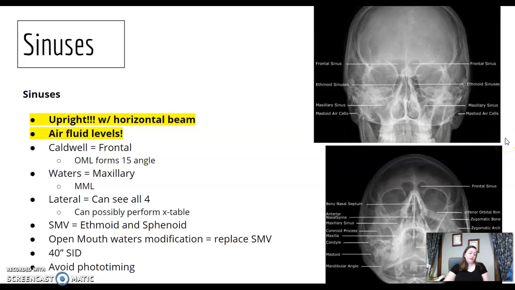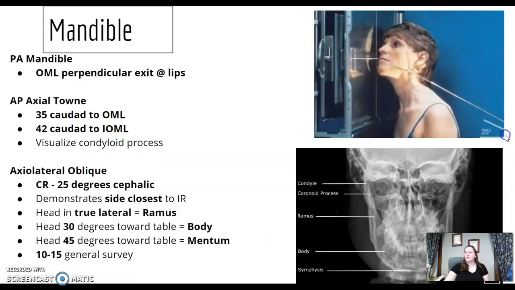The open mouth Waters is your alternate for SMV. If the patient can't go all the way back, right, you can try that open mouth Waters. In a trauma situation or a patient unable to stand, you could only do a cross table lateral. And the lateral is the one where you can see all four sinuses. So review those. Mandible. PA mandible, you're going to use OML, and that's we're going to exit out the lips.